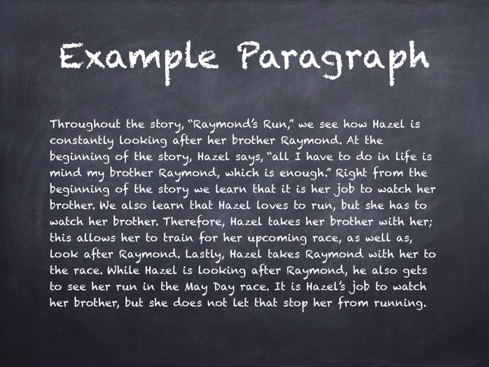So if I would have just said, "All I have to do in life is mind my brother Raymond, which is enough," and then I jumped into my next point, which is we also learned that Hazel loves to run, but she has to watch her brother. I'm a little confused by that, and I read this story. So don't just throw in your examples. Also explain your examples.